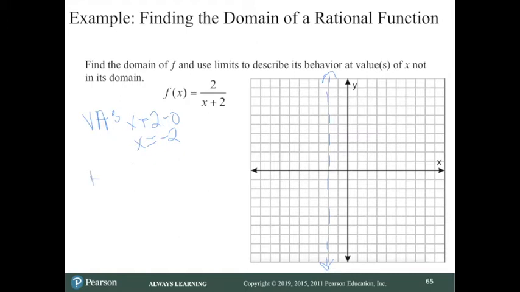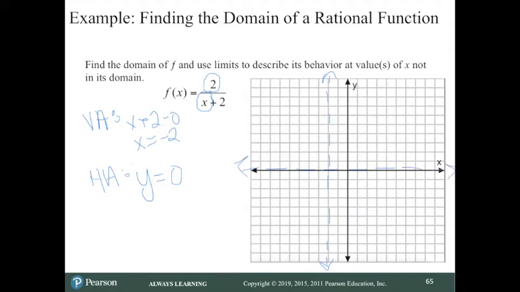We can also have a horizontal asymptote, where we take the leading term of each of our numerator and denominator. In our numerator, the leading term is 2. In the denominator, the leading term is x. Because 2 divided by x doesn't have a quotient, we know that that is purely a remainder. So we say y equals 0. So our horizontal asymptote is at y equals 0.